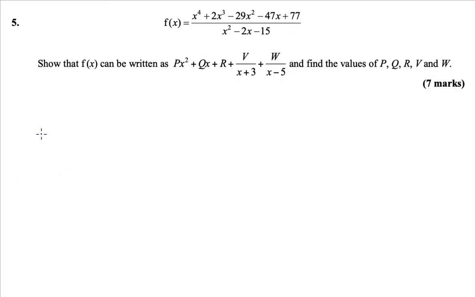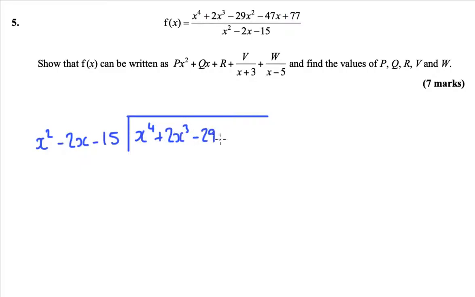So first job is to divide x squared take 2x take 15 into x to the 4 plus 2x cubed take 29x squared take 47x and 77. Okay, so we'll go through the process of polynomial long division. We're going to ask what we times x squared by to give x to the power of 4, which is x squared. We're then going to multiply this by each of these three things and put it under here. So that's x to the 4 minus 2x cubed minus 15x squared.